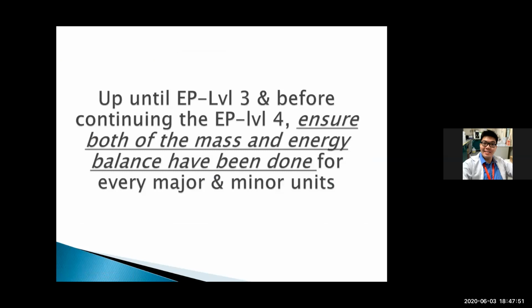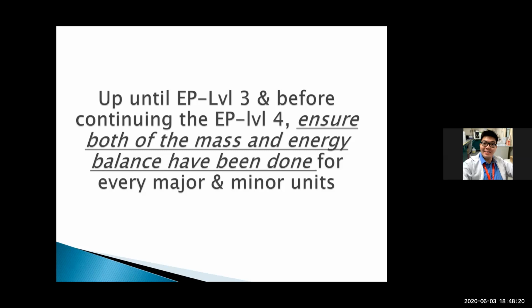So up until the EP level 3, you're supposed to be done in this semester as what Dr. Rasmi says. Now, before you continue to EP level 3, you need to ensure both of your mass and energy balance has been done for every major or minor unit you have, because the next EP level will consider your unit operation, major or minor.